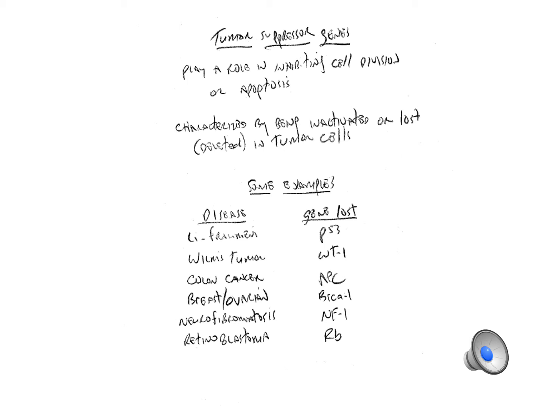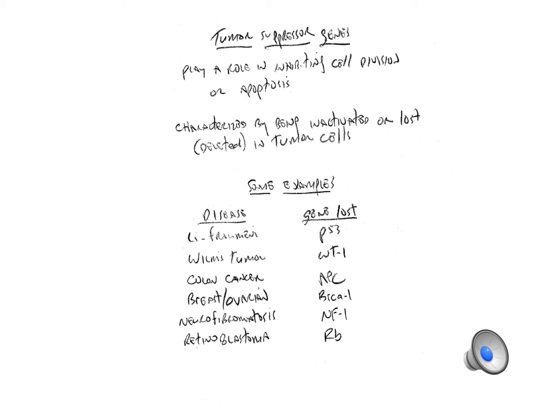Li-Fraumeni syndrome is an inherited cancer syndrome which is due to loss of p53. There's Wilms tumor, which is a kidney tumor, a deletion or loss of WT1. Colon cancer: another one, loss of a gene called APC. Breast and ovarian cancer, the BRCA1 gene, probably most of us have heard of. Neurofibromatosis, a gene called NF1, and retinoblastoma, a tumor of the retina, which is due to deletions or inactivating mutations in a gene called RB.